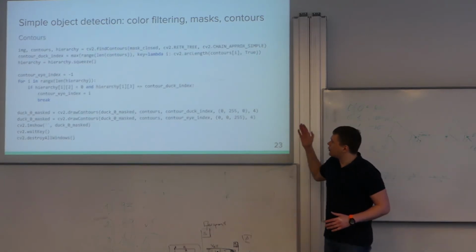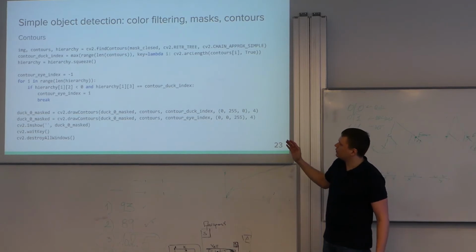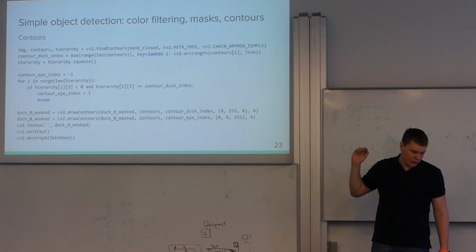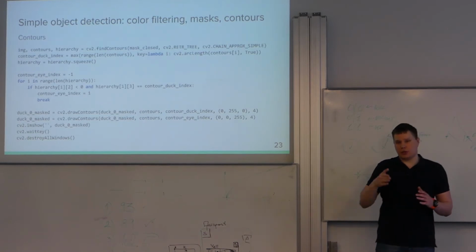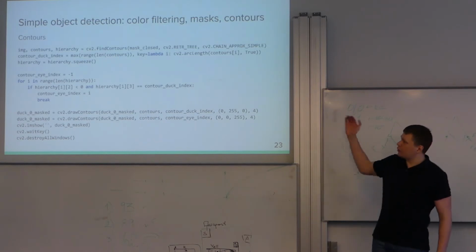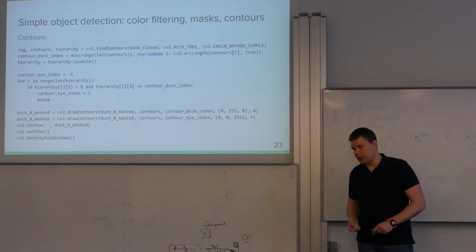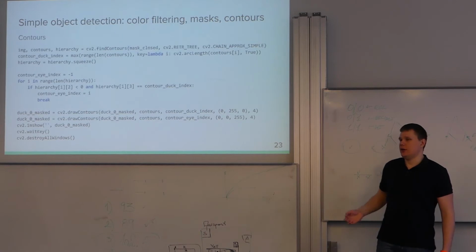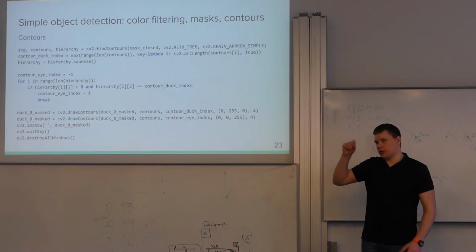This function returns our original image, also the contours, and the hierarchy of our contours. Now I'm going to explain what that means. Each contour is a set of points. The contours returned are a list of these contours, so actually it's a list of points. And the hierarchy... Should the contour be closed? Yes, it should be closed.